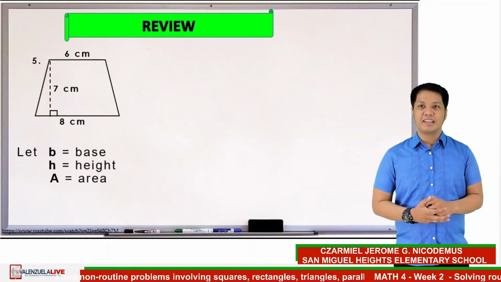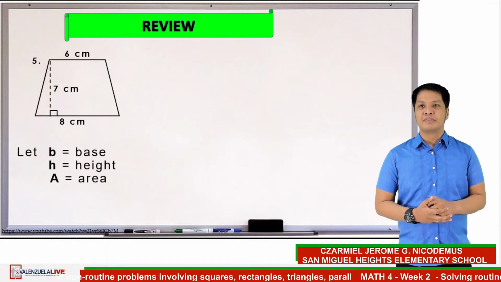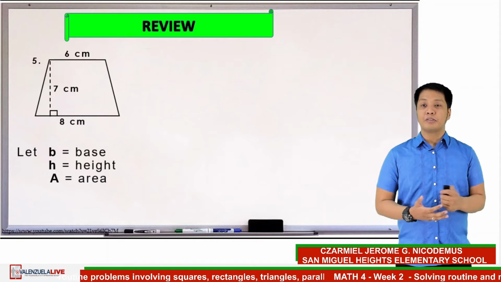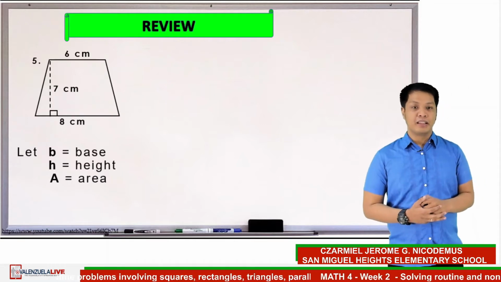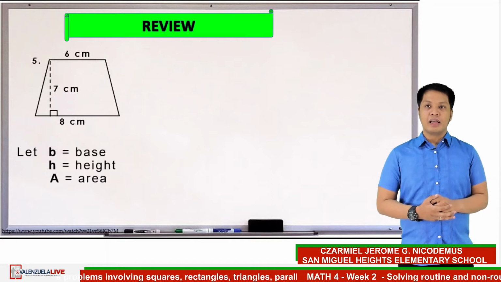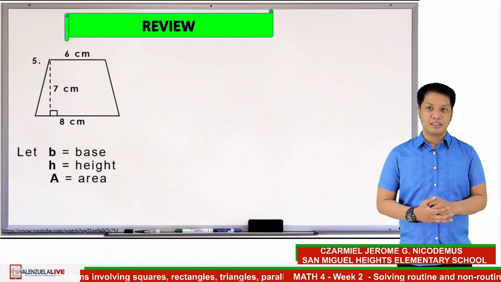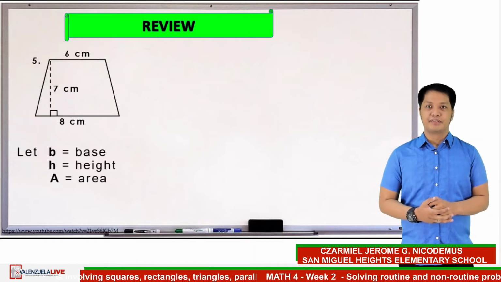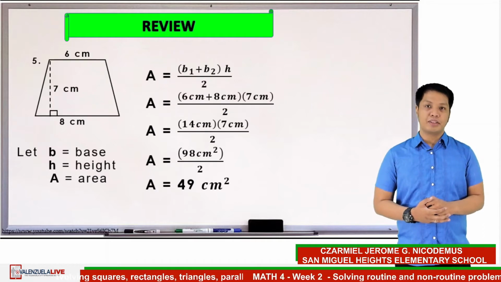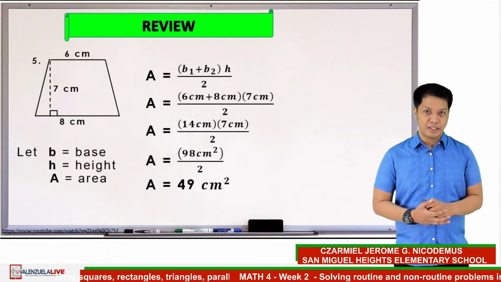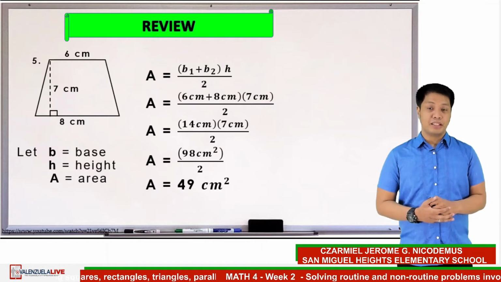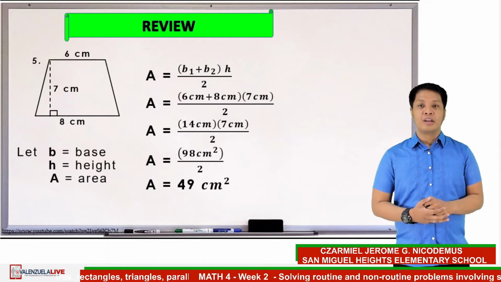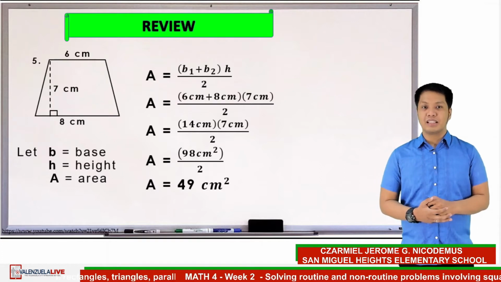Last but not the least is this trapezoid. So again, let B be the base, H be the height, and A be the area. The base 1 is 6 centimeters, the base 2 is 8 centimeters, and the height is 7 centimeters. So 6 centimeters plus 8 centimeters is equal to 14 centimeters. Then multiply by 7 centimeters, which is equal to 98 centimeters squared. Then divided by 2, the area is equal to 49 centimeters squared.